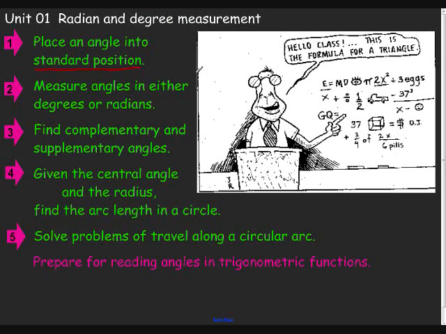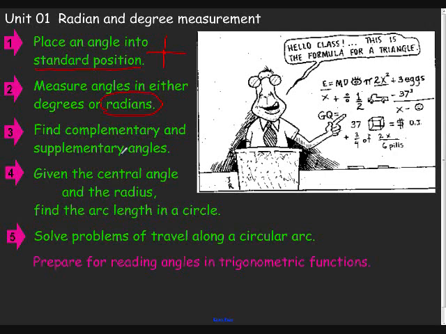Placing an angle into standard position, really, it's so simple. All it means is that your vertex is right here, your initial ray is here, and your terminal ray is somewhere on the coordinate plane, emanating from the origin. Measure angles in either degrees, which you are very familiar with, or radians, which you may or may not have been introduced to. They make a whole lot of sense, and we absolutely need them when we're doing certain kinds of measurements with angles. We'll talk about why later.